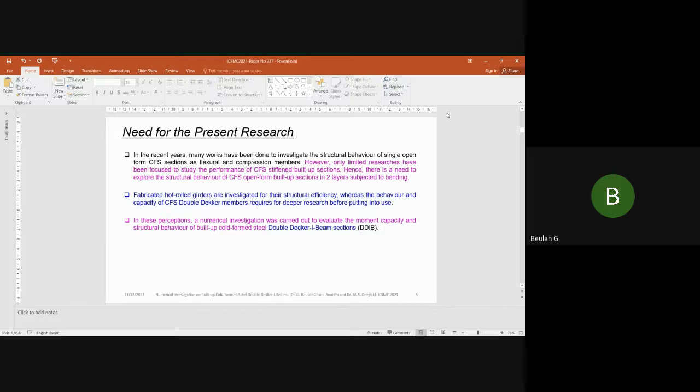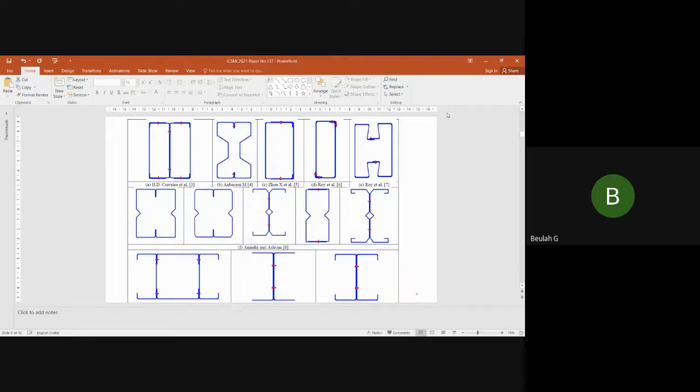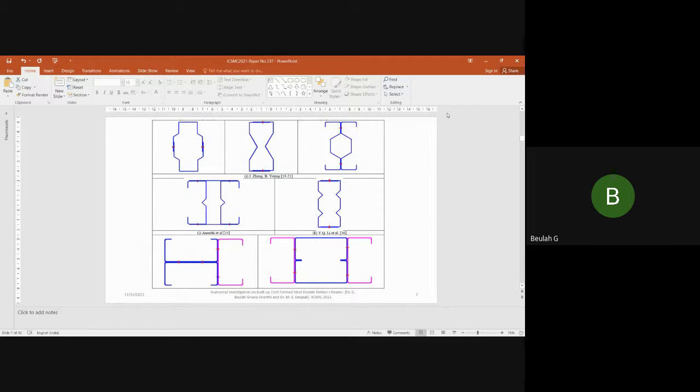Based on the previous literatures, and having a thought-provoking idea of involving three or more geometrical cross sections, this double-decker I-beam section was evolved. And these are some of the sections which people have tried in the past 5 years in various genres. You can see it shows both the closed form sections and the open sections also.